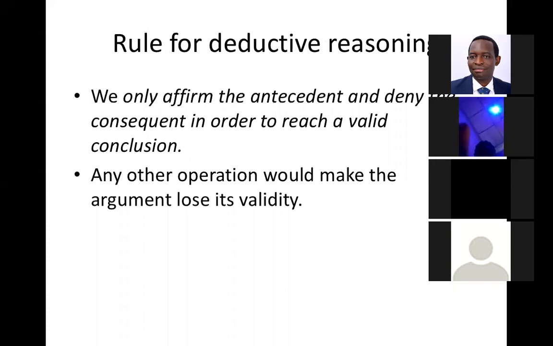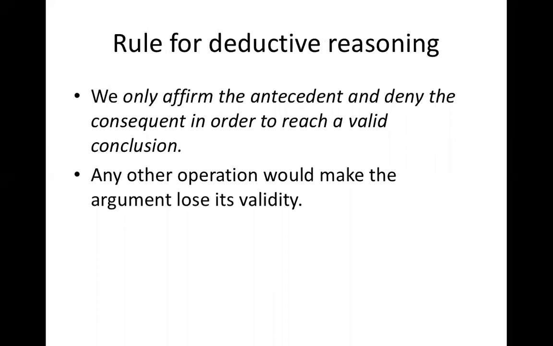Now, this is the rule for deductive reasoning. We only affirm the antecedent and deny the consequent in order to reach a valid conclusion. Any other operation will make the argument lose its validity. Now, we saw four kinds of arguments: an argument that affirms the antecedent, an argument that denies the antecedent, an argument that denies the consequent, and an argument that affirms the consequent. The rule for deductive reasoning is telling us that it is only arguments that affirm the antecedent and deny the consequent that are valid arguments. What it means is that arguments that deny the antecedent and also arguments that affirm the consequent are not valid arguments.